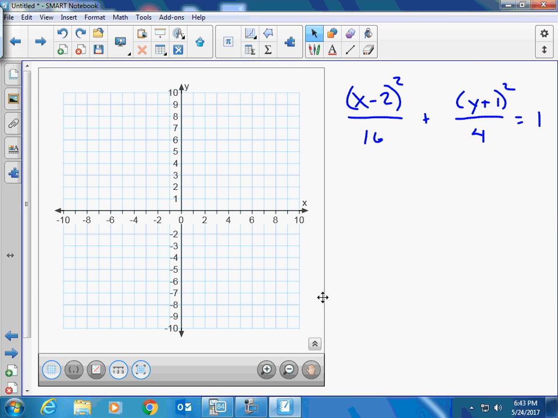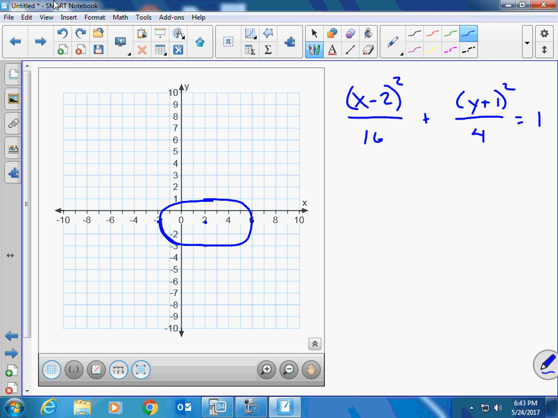Okay. Center is at 2, -1. My distance in the x direction is 4. 1, 2, 3, 4 in both directions. Sorry, I shouldn't have used 1. That put it right on the numbers. And -1 is my y, going 2 in each direction, that way and that way. So my ellipse looks even more like a track because the x and y distances are even further off. Okay, so there's my ellipse.